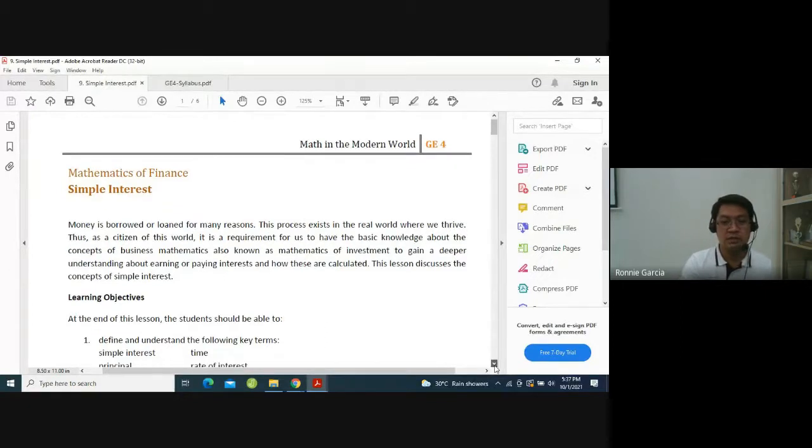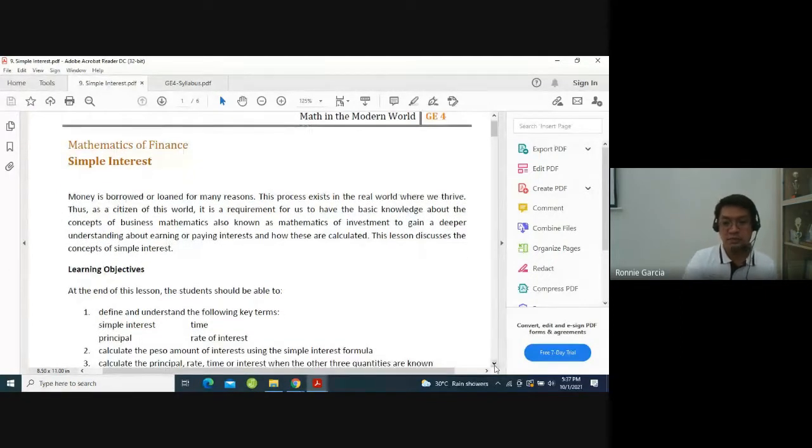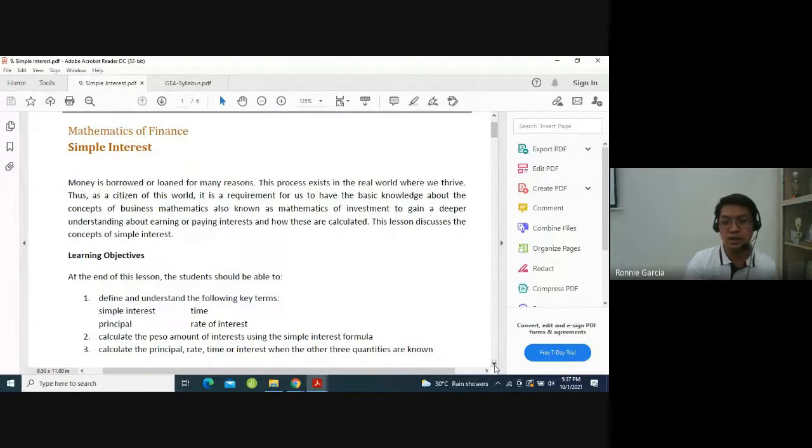So let's have the objective for this evening. At the end of our lesson, you as students should be able to define and understand the meaning of the following: simple interest, principal, time, and the rate of interest. So you have an idea about these terms. Well, anyway, we will revisit them later.